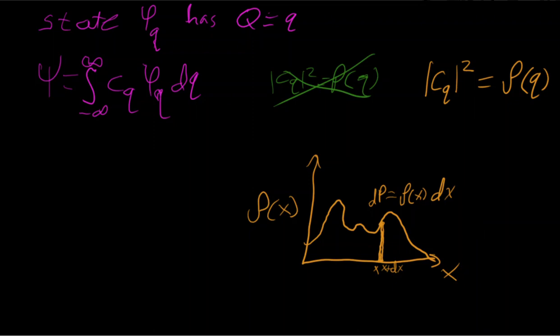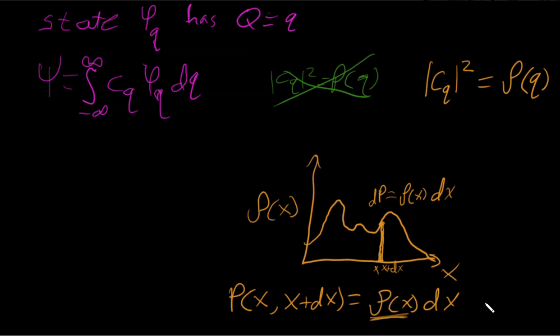I'll write this out in this way. The probability that the particle lands between x and x plus dx is equal to the probability density times dx. This is probability per unit length. That's why it's sort of a density. You can also rearrange this to be rho of x is the probability of being between x and x plus dx, over that distance, the probability per unit length. That is what probability density is.